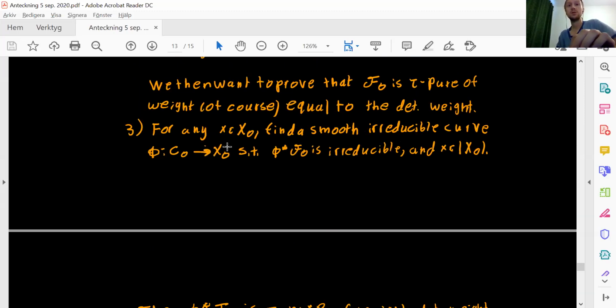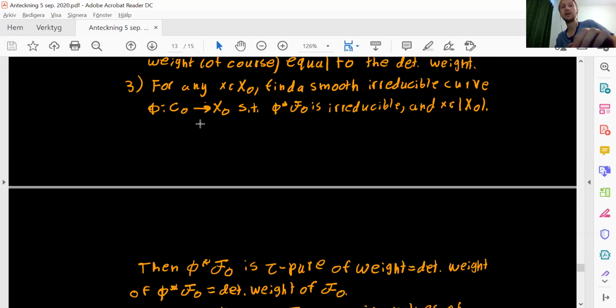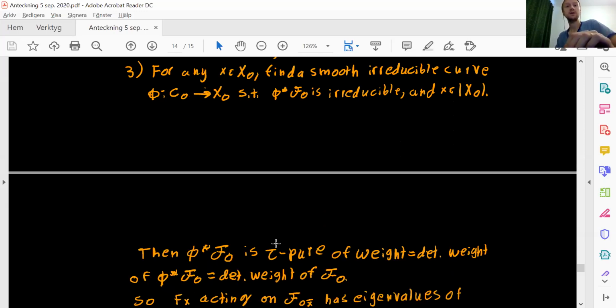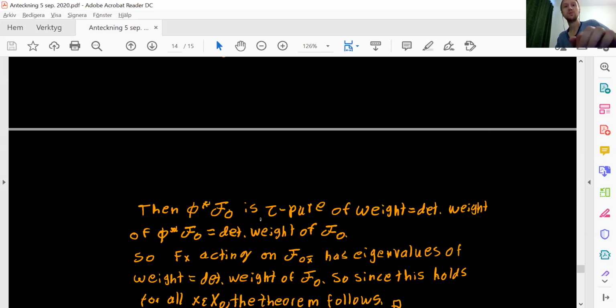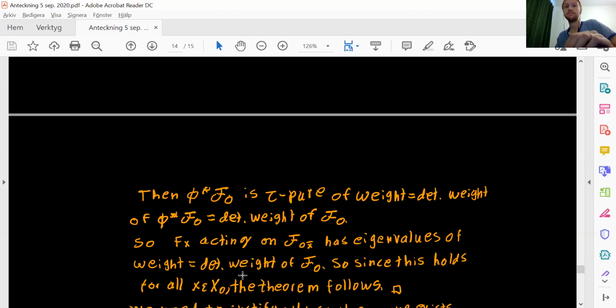So really, as I said, you can just reduce to the case of curves by pulling back along this nice curve, and then you note that the pullback will be tau pure of weight equal to the determinant weight of the pullback. This is the same as the determinant weight of your original sheaf. And this just means that the Frobenius has eigenvalues of the determinant weight. So it's pure. I think this is a less complicated way of proving it.